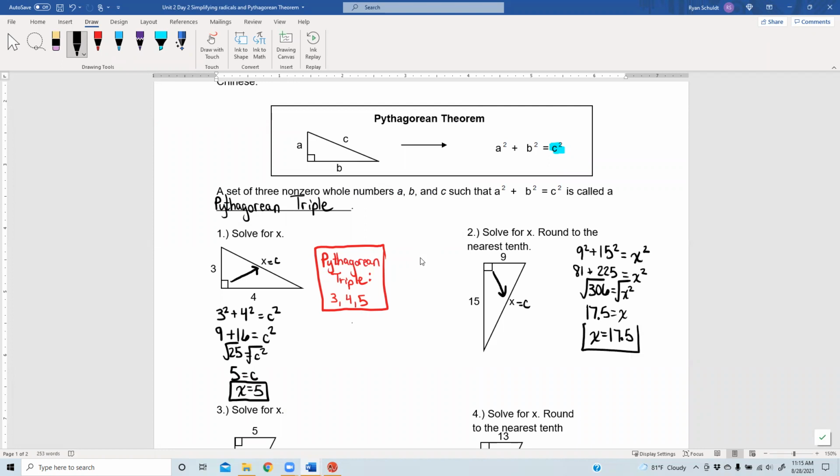This is not a Pythagorean triple because it's got a decimal there. It's not a whole number. So it's not a Pythagorean triple.